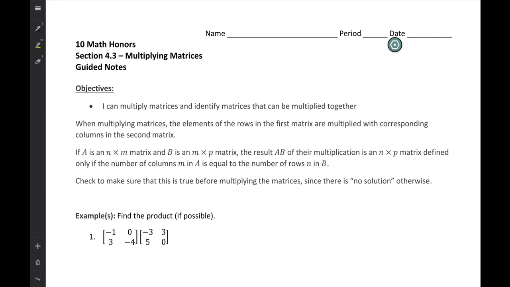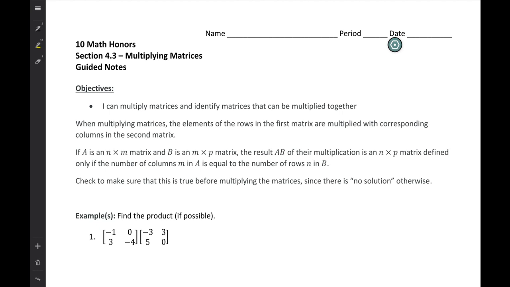This is section 4.3, Multiplying Matrices, Guided Notes. When multiplying matrices, the elements of the rows in the first matrix are multiplied with corresponding columns in the second matrix.